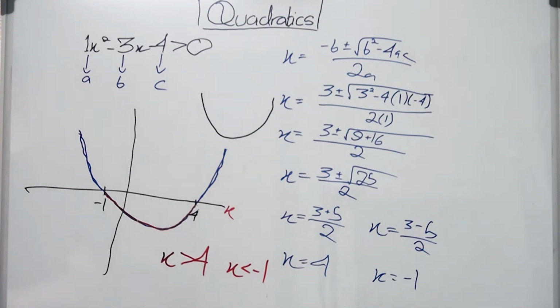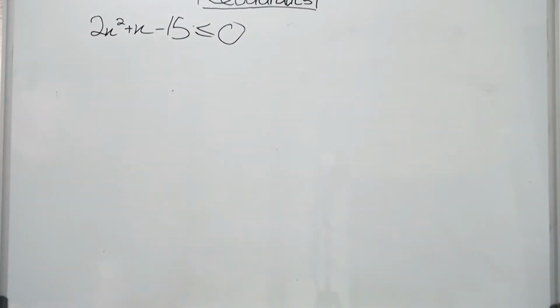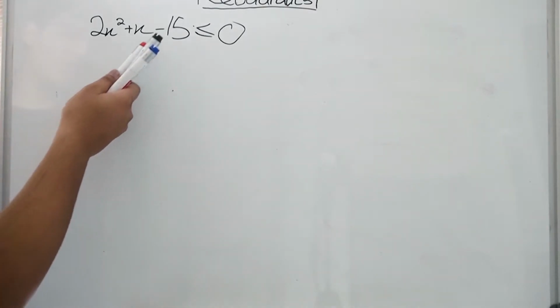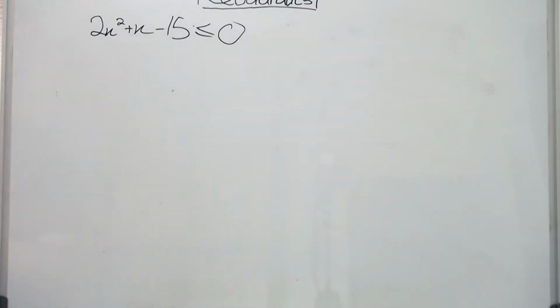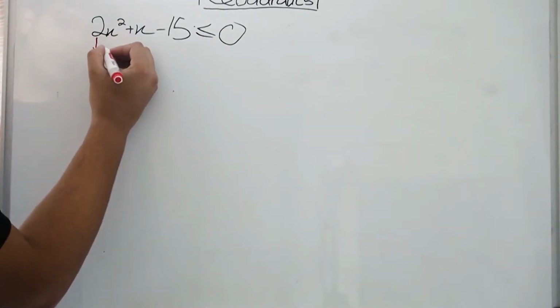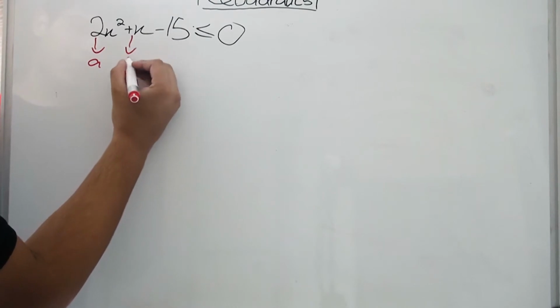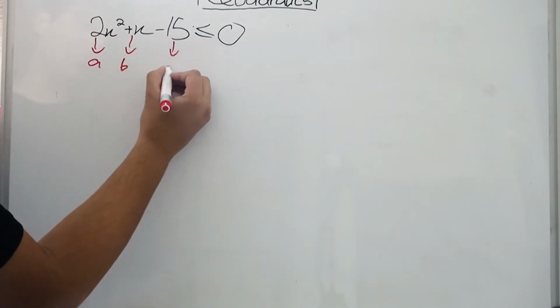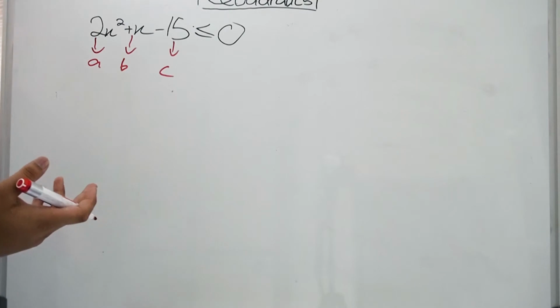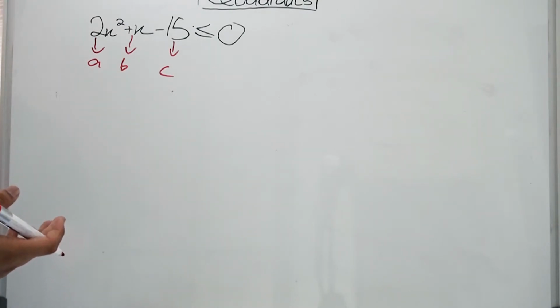Let's try another example. I've written down the next example, which is 2x squared minus x minus 15 is less than or equal to 0, which means that in this question they're demanding us to find the values of x for which y is negative or below the x-axis. So we'll follow the same steps as the previous question, which is find the roots. In order to find the roots, I'll be using the quadratic formula. You can also use factorization, whatever suits your needs, but the quadratic formula gets it done really quickly in my opinion.